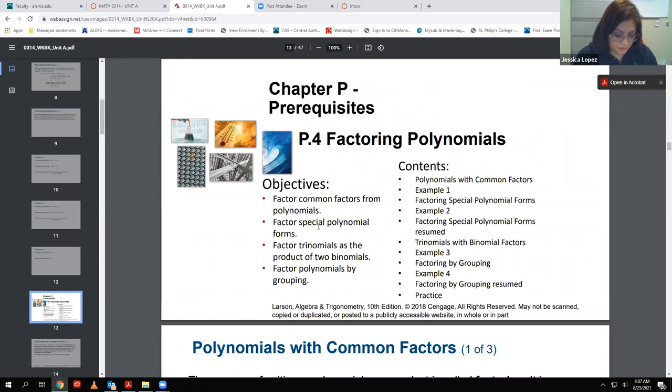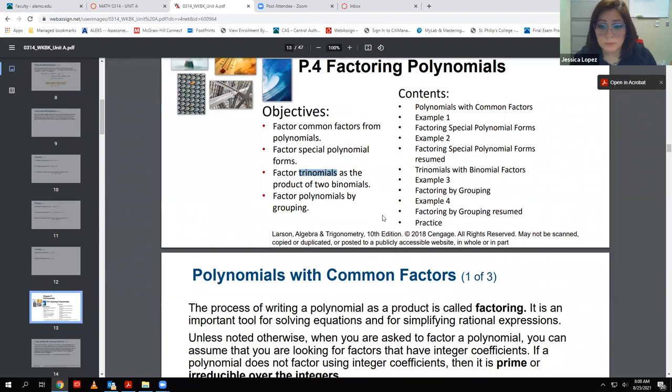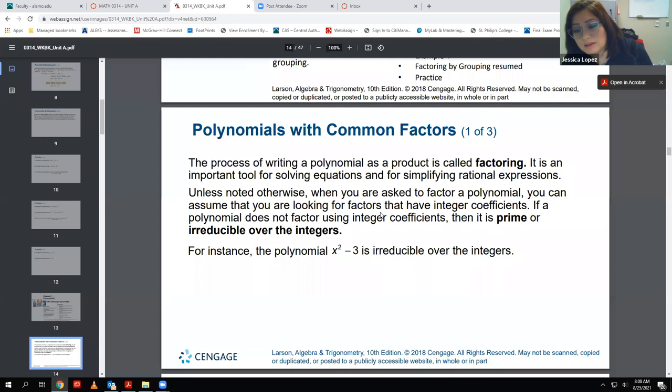So, for this section, we're going to be covering factoring. And so that's a big one. Now we do continue P.4 next class, okay? But for this class, we're going to concentrate on just factoring common factors. We're going to concentrate on special polynomial forms. And then we're going to eventually start talking about grouping. And we may even get to the trinomial. So it's a lot of factoring today, okay? So I'm hoping you guys have seen some of it. If not, it's okay. We're gonna work on this together, okay?